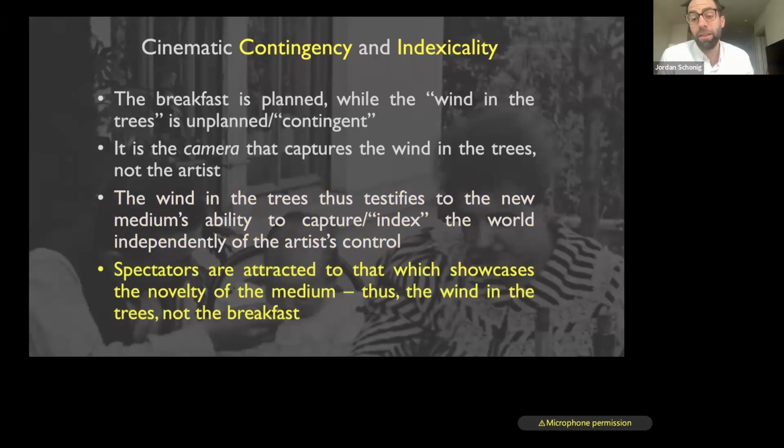Spectators are attracted to that which showcases the novelty of the medium. Thus, they're interested in the wind in the trees, not the breakfast. So if the wind in the trees testifies to the medium's ability to capture what exists beyond the control of the artist, and for the first time, film is the medium that actually puts the things that you don't intend onto the image, naturally, these authors suggest, spectators will be fixated on the thing that is new, the thing that is not controlled. So I have some problems with this, and this is the nature of the argument that I want to make.